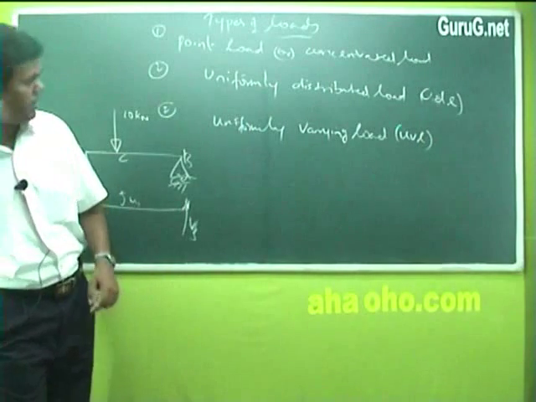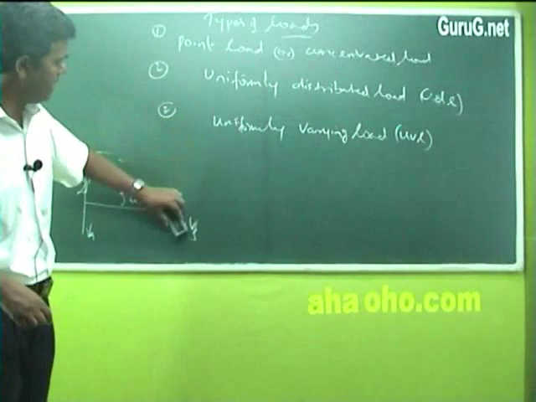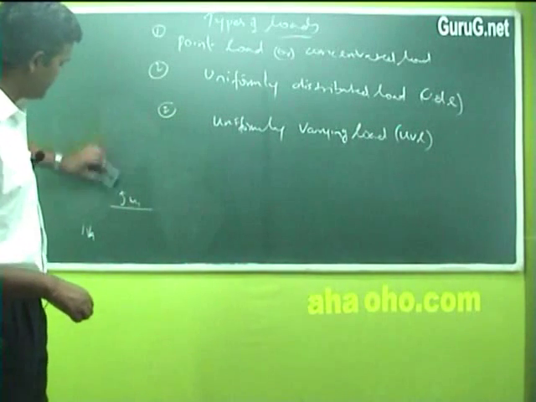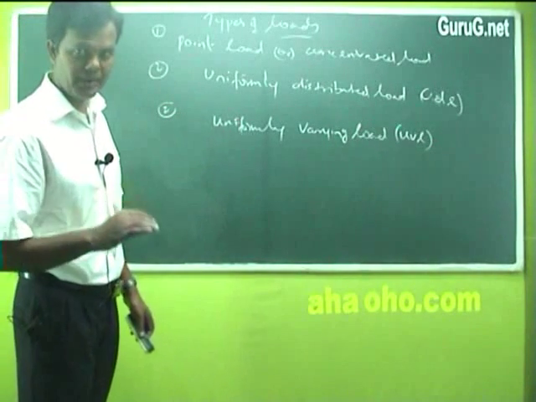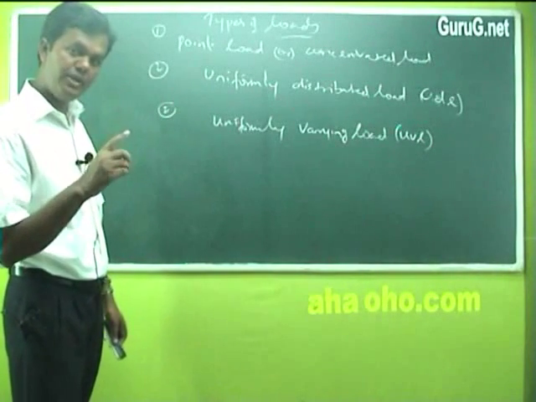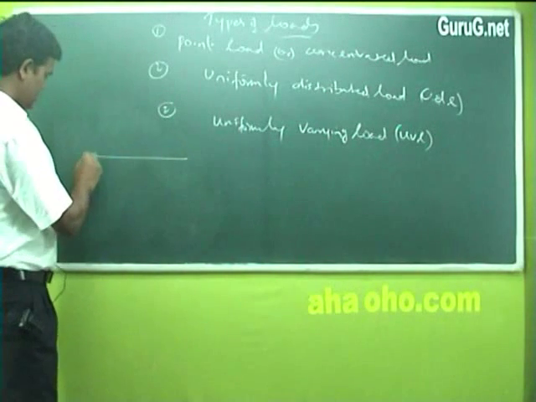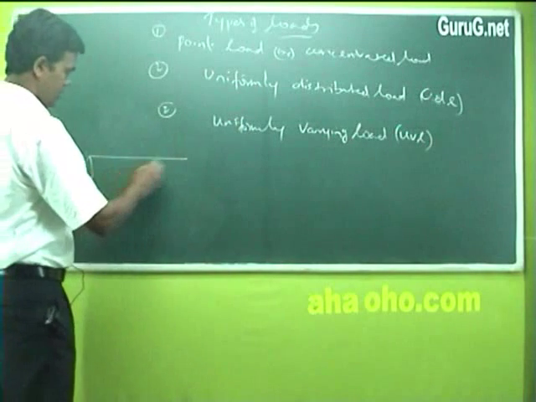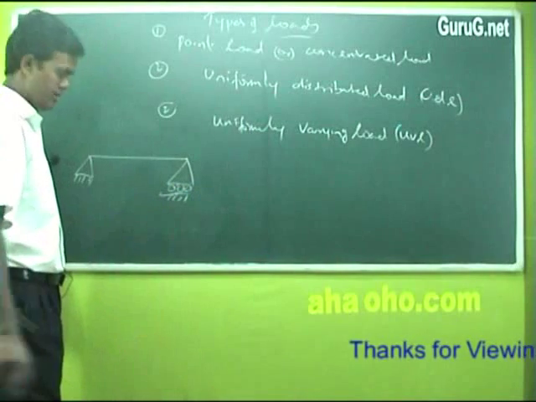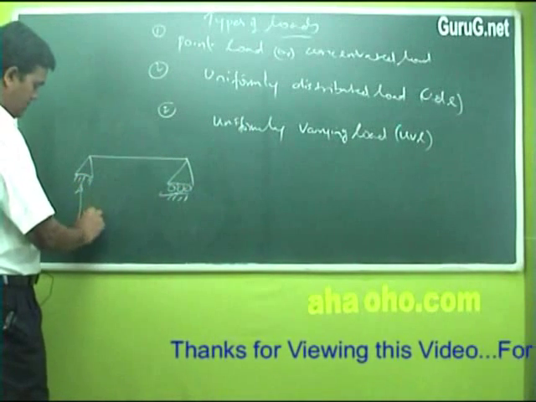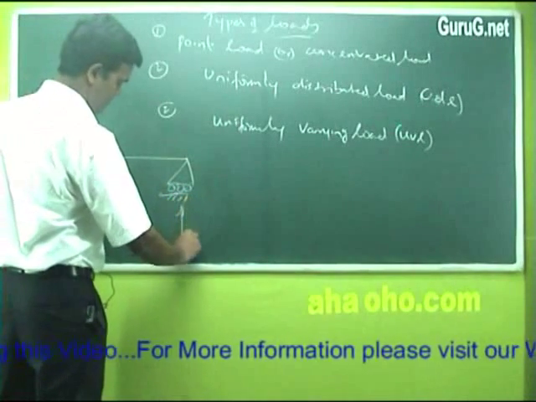And the second one, what you are going to see is uniformly distributed load, UDL. The meaning of this is whatever load is applied to the beam, it is considered to be uniformly distributed, which means I'll take a beam like this. I have a hinge support and I have a roller. Now this is VA and HA. These are your basic reactions you have to write. This is VB.